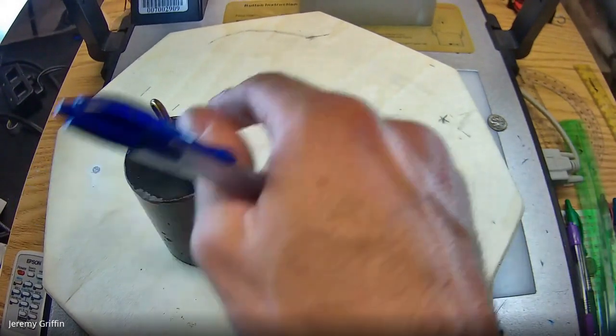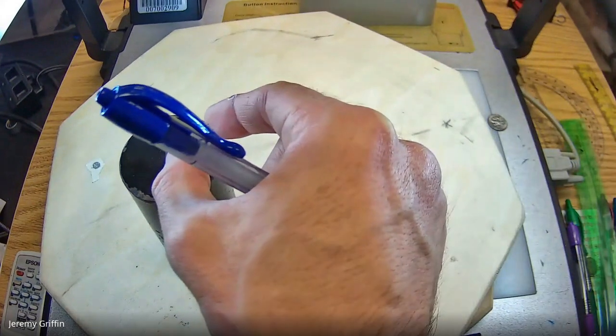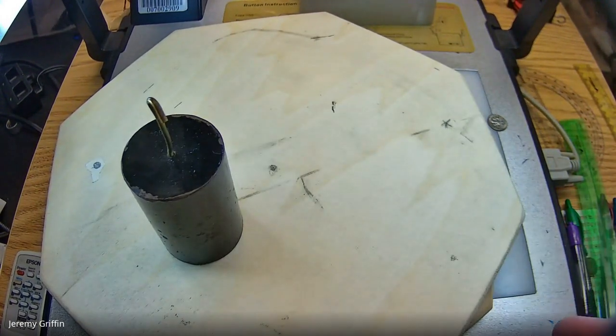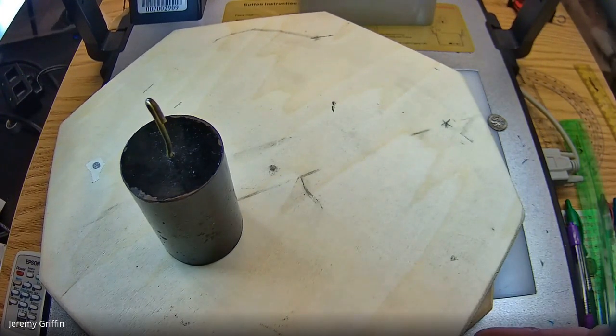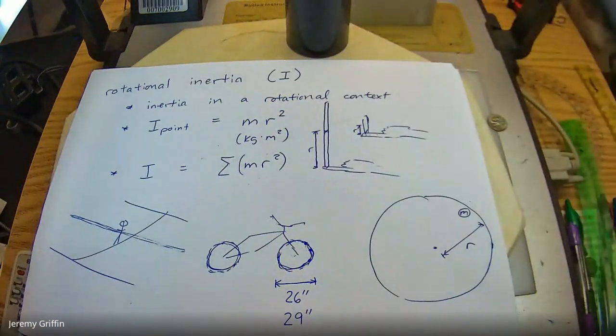The one where, like the ring, it's all on the edge, all MR squared, or the one where it's kind of distributed closer to the center? Which one has more inertia? Hearing a little bit of both? Right? Well, you know what? There is a table in your book with the answer.